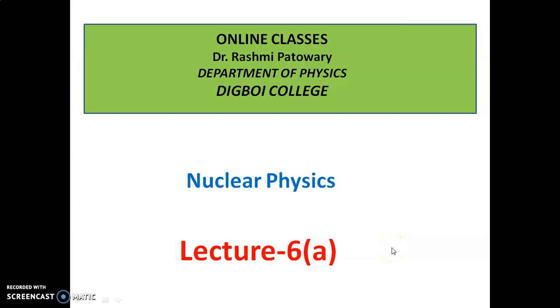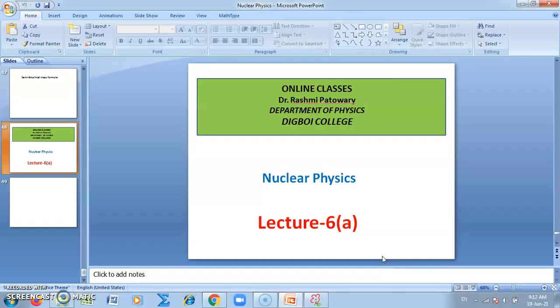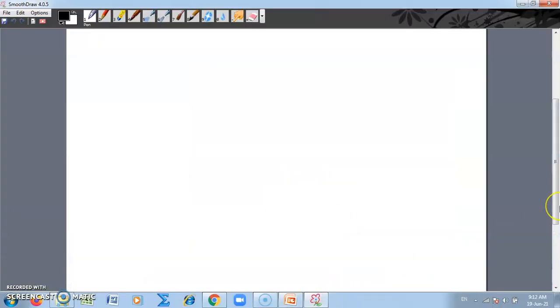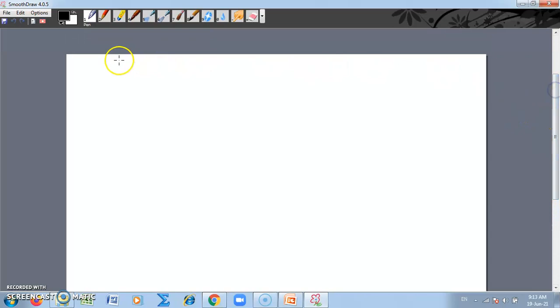Today we are going to look at the nucleus, considering that it is a quantum system. And students, as we have already talked about the nucleus, since it is very small, since we are dealing with very small distances, it is a quantum system.